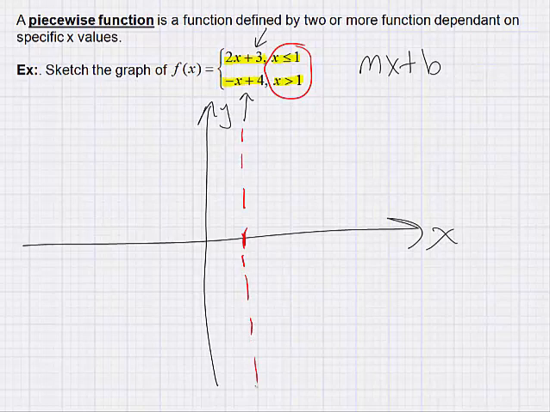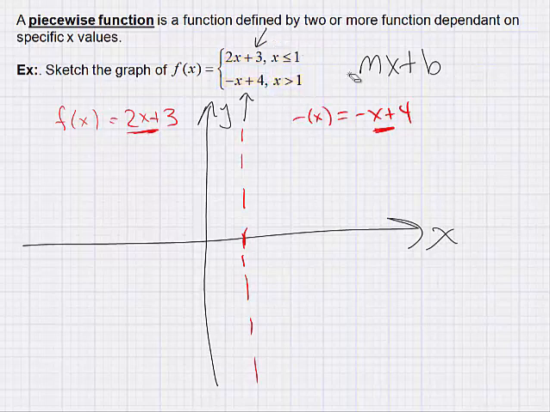So the idea is on one side of this, when x is less than or equal to 1, I should be looking at the function f of x equals 2x plus 3. And on the other side of this break, x is greater than 1, I should be dealing with f of x is negative x plus 4. So what I'm going to do is graph this function on this side and graph this function on this side. And that's how I'm going to graph the entire piecewise function. So if I start to look at this here, let me do one at a time.